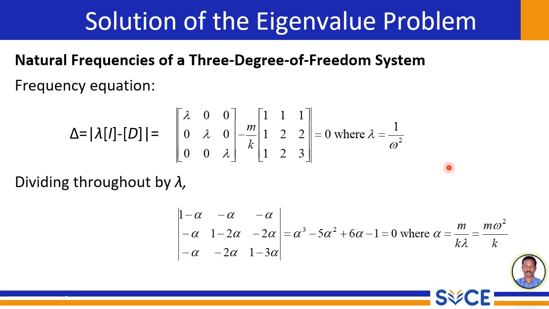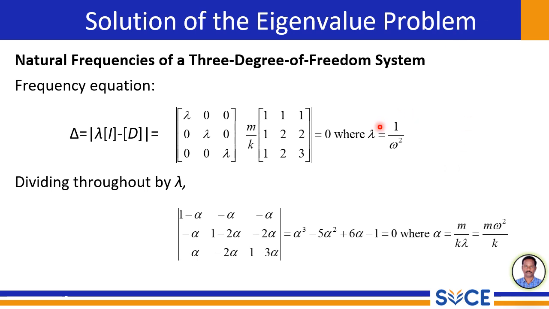I request your sincere attention in this problem because in this video I am explaining one typical example of how to identify the eigenvalues and eigenvectors. In the next videos I will solve the remaining problems, but this is the basic explanation of how to identify eigenvalues and eigenvectors for a 3 degree of freedom system.